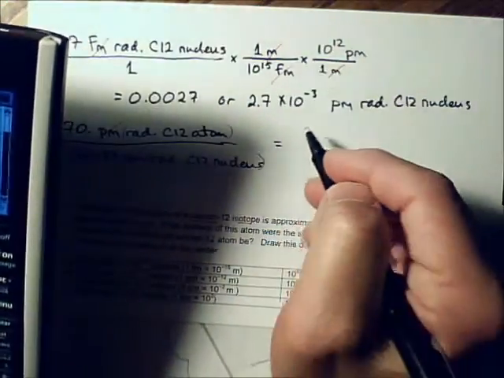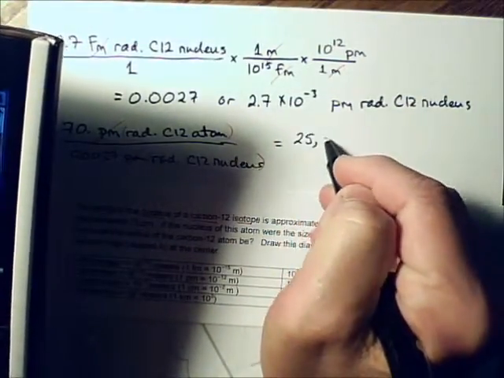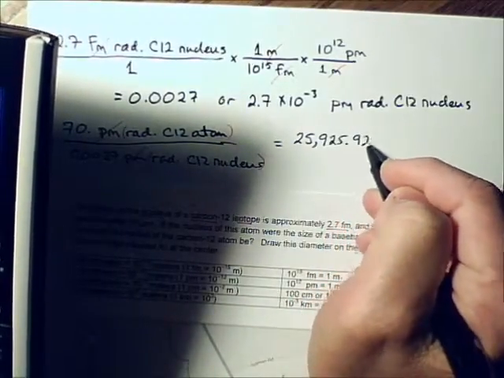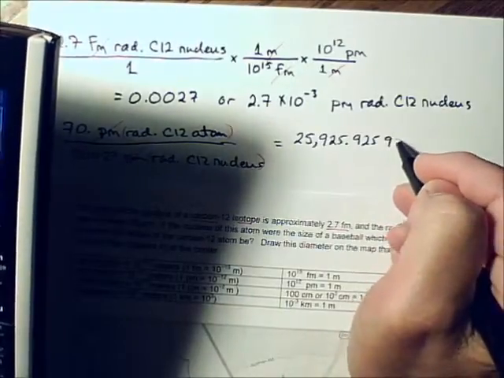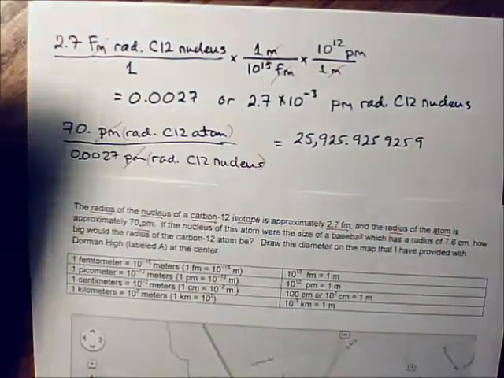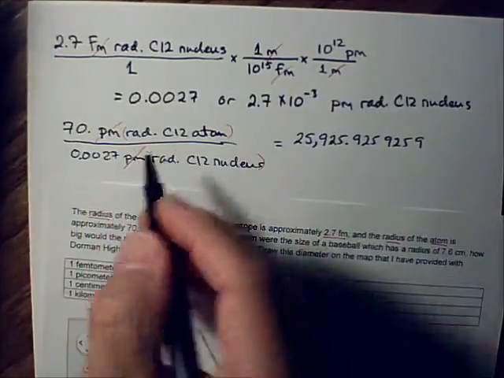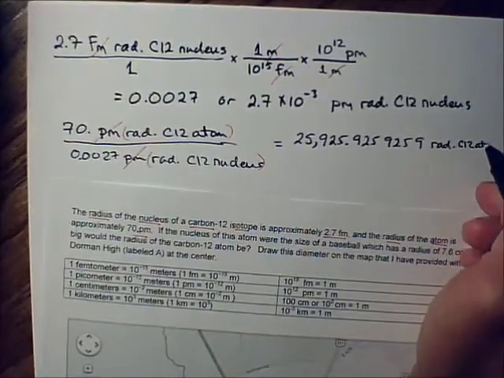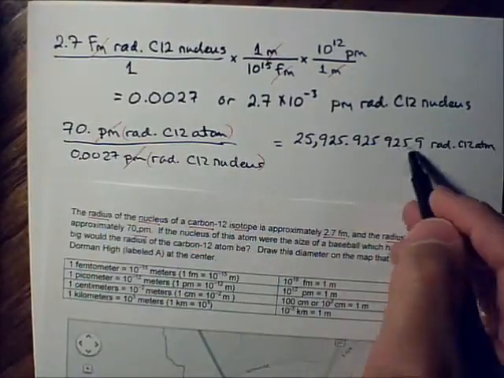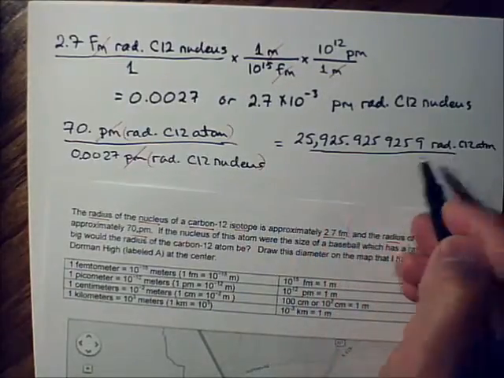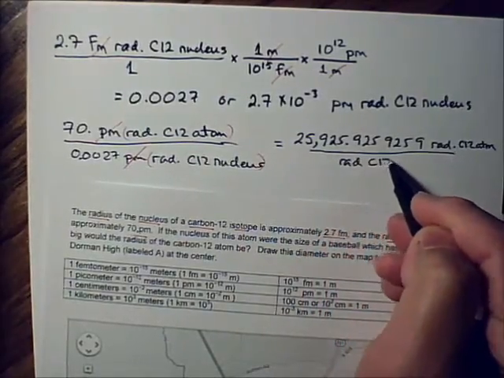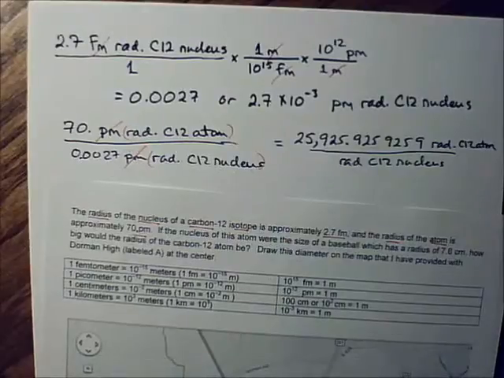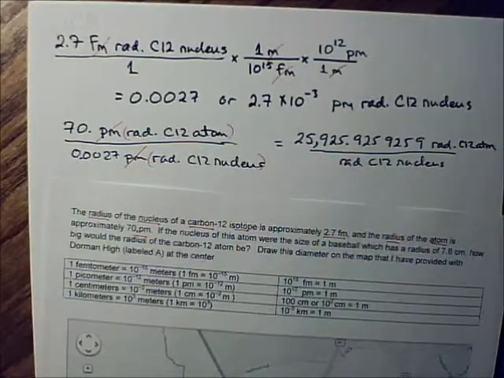That's right. All right, so our number then, 25925, decimal place, 9259259. Okay, now, units are radius, C12 atom. Oh, they're units. Units cancel. This is species compared to the radius of the C12 nucleus. Okay? Well, how many significant digits do I need? Just the 2 and the 5.